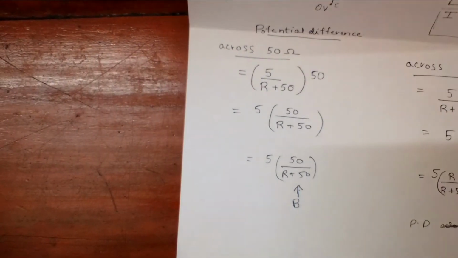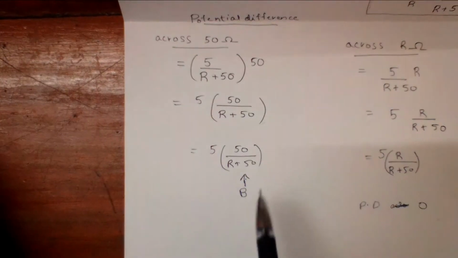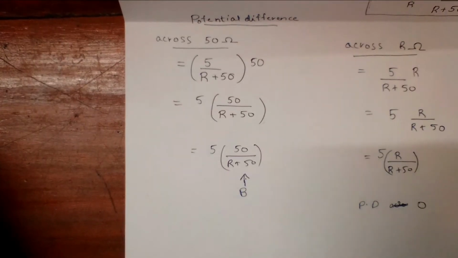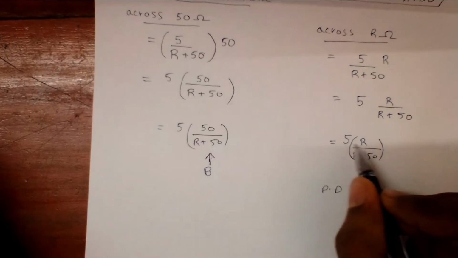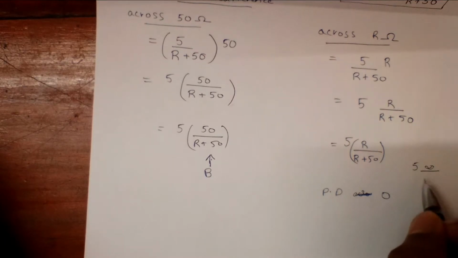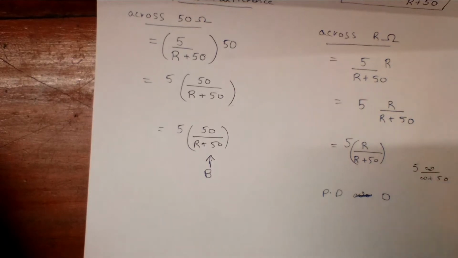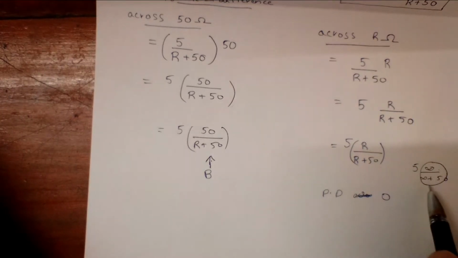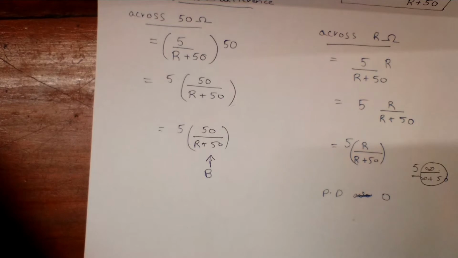That means no difference between the potential on both sides of R. And if the resistance R is very large, let's say it's almost equal to infinity, then if we substitute R to be infinite, R by infinite plus 50 means that as R increases, this value will tend towards 1. That means the potential difference will be maximum, that is 5 volt.